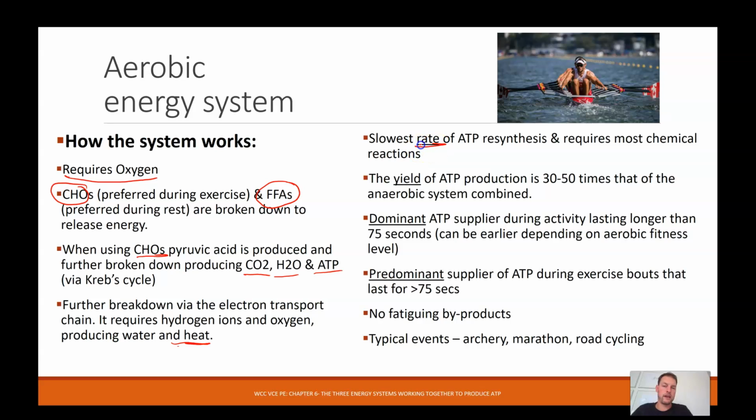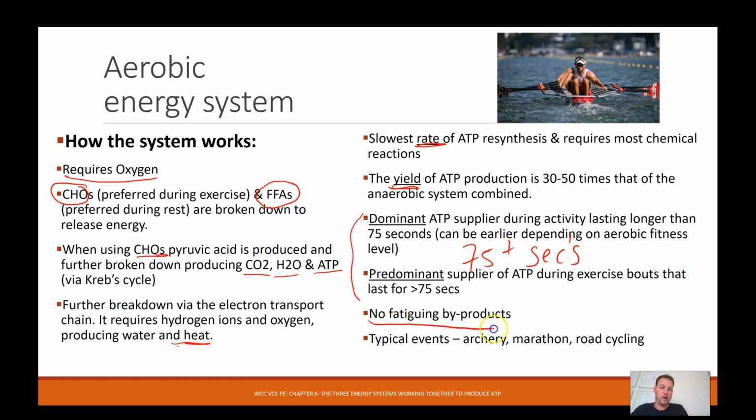This has the slowest rate, so we're going to be working at the lower intensities with this energy system. Our yield is going to be the highest, so it's going to be 30 to 50 times. So remember, we had 36 when we break down glycogen, and we had 441 when we broke down triglycerides. For dominant and predominant, pretty much remember 75 plus seconds. Anything that's longer than 75 plus seconds is going to be aerobic dominant or predominant. So that's when this energy system will be providing the most amount of energy.